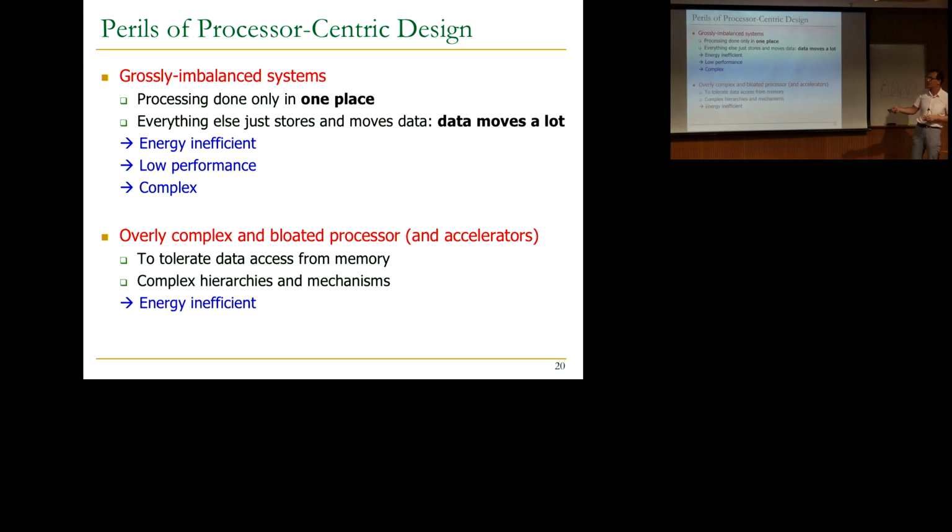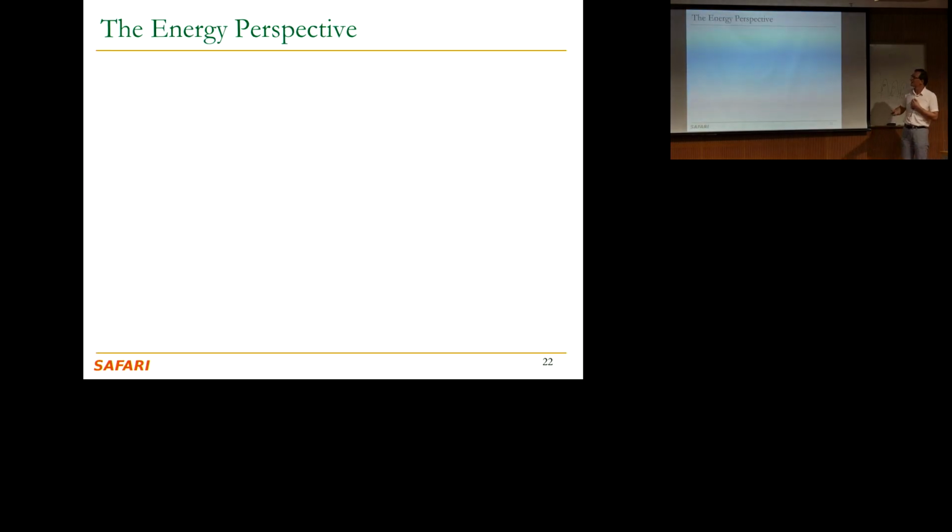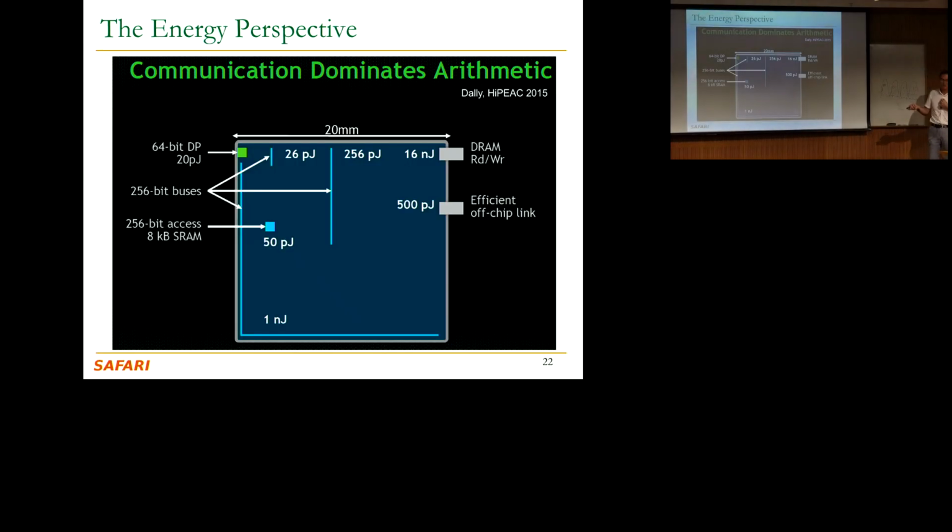And as a result, this increases the energy inefficiency. This increases the performance loss potentially, because you could otherwise use those things for some other processing mechanisms. And it's also complex. And as a result, we have this picture that I showed you yesterday, right? Most of the system is dedicated to storing and moving data as opposed to doing processing. So the energy perspective I've already shown you as well.